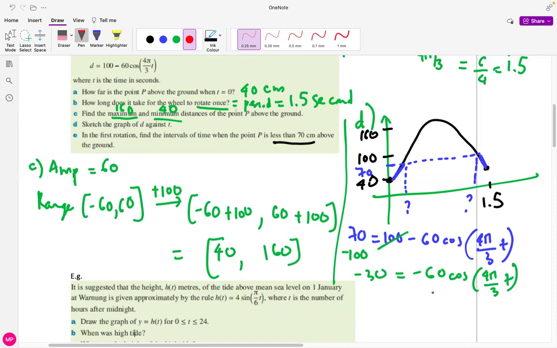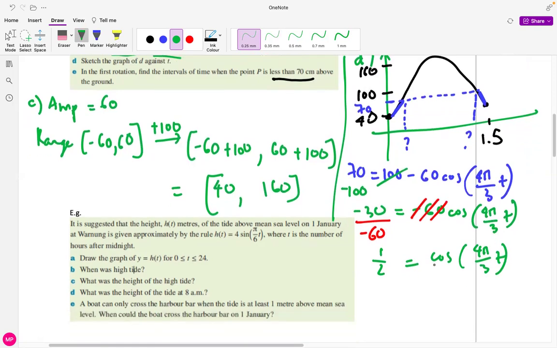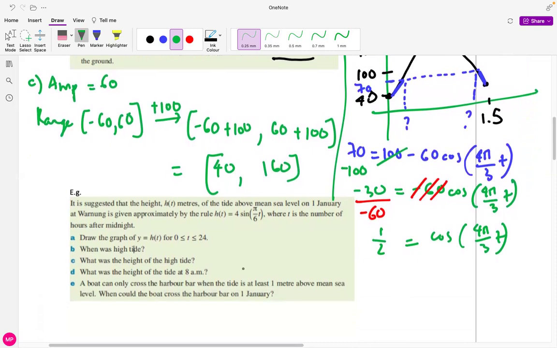Then to get rid of negative 60, you would divide by negative 60 on this side and get rid of this. Negative 30 divided by negative 60 gives you a half equals cos of 4 pi over 3t. Now, the angle that has cos equal a half, which is 60 degrees, is pi over 3. And you also have the angle in quadrant 4 by ASTC that has cos equal a half, which is 2 pi minus pi on 3, gives you 5 pi on 3.